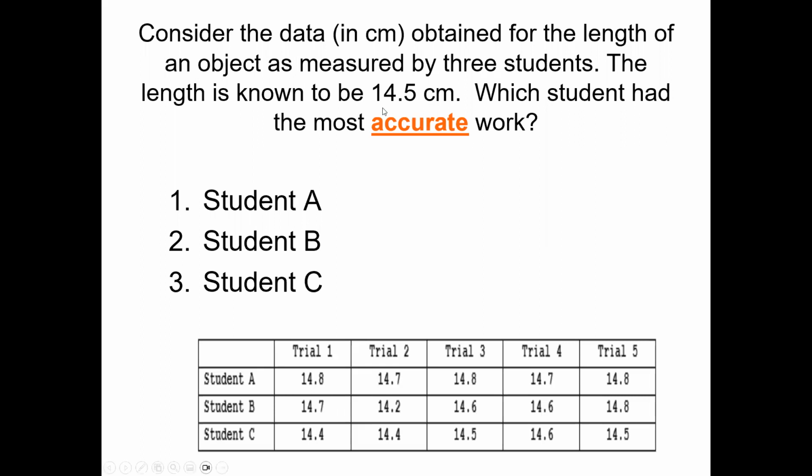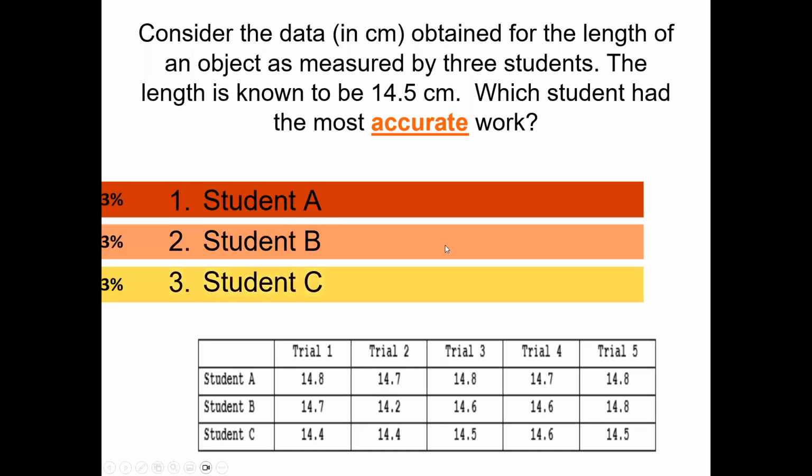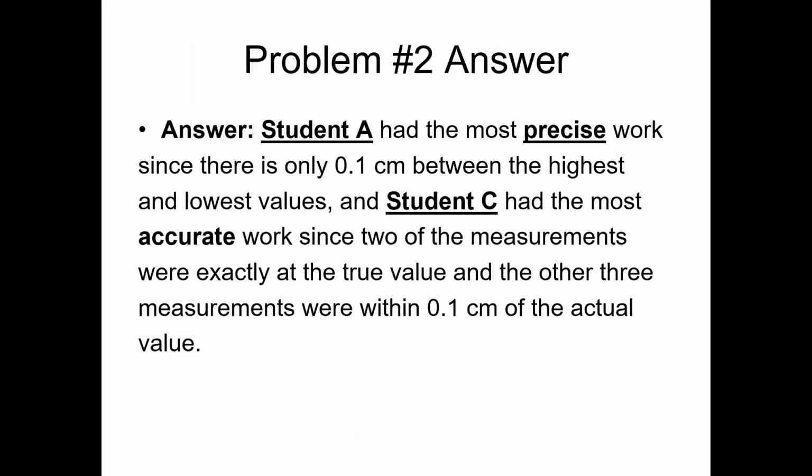This time we do have a target. We have the target, which is 14.5, and we're looking for who is closest to that particular number. And student C definitely is the one that I would pick too. All right, and here are the answers to those.